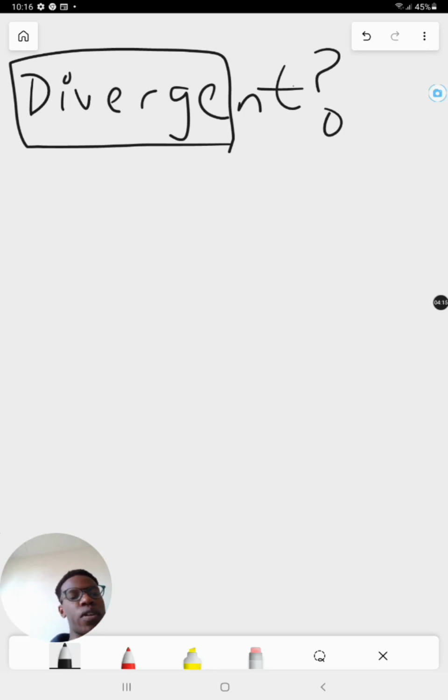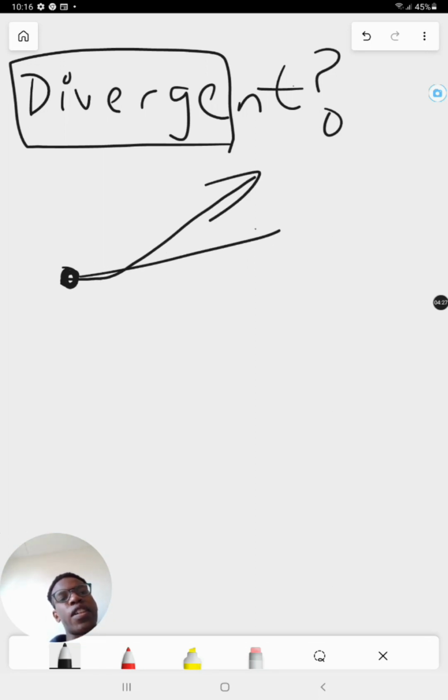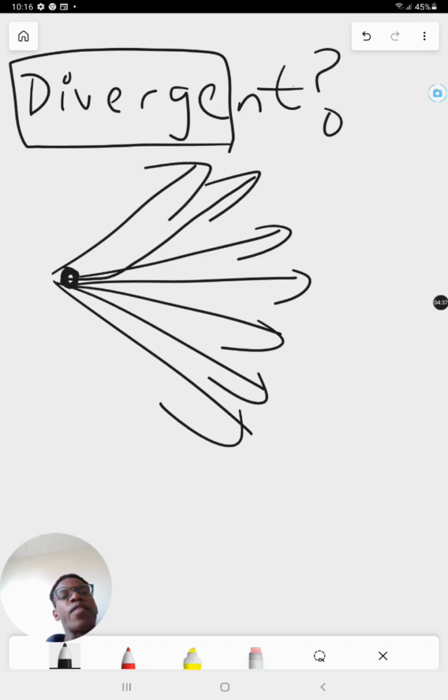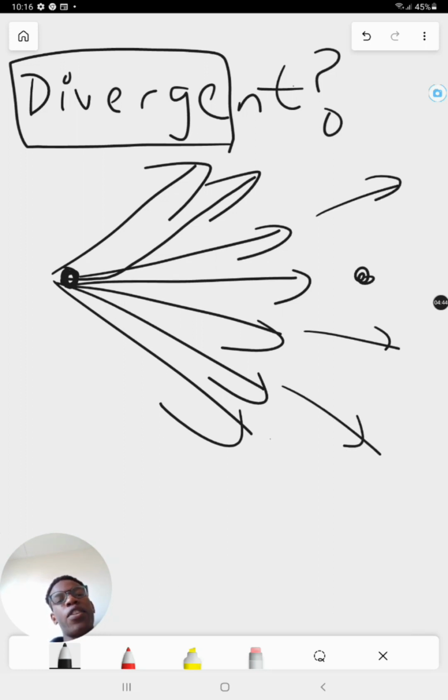If I explain that using lines, you start off with a point, and then as you move forward, that point starts to spread into different paths and different directions. It spreads and spreads, and it doesn't lead towards one single point. It just spreads to many different points. That's what to diverge means. To diverge simply means to separate.